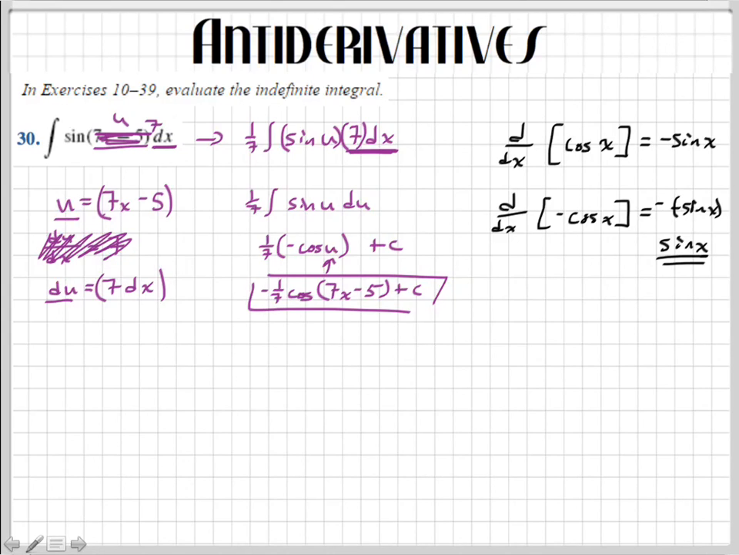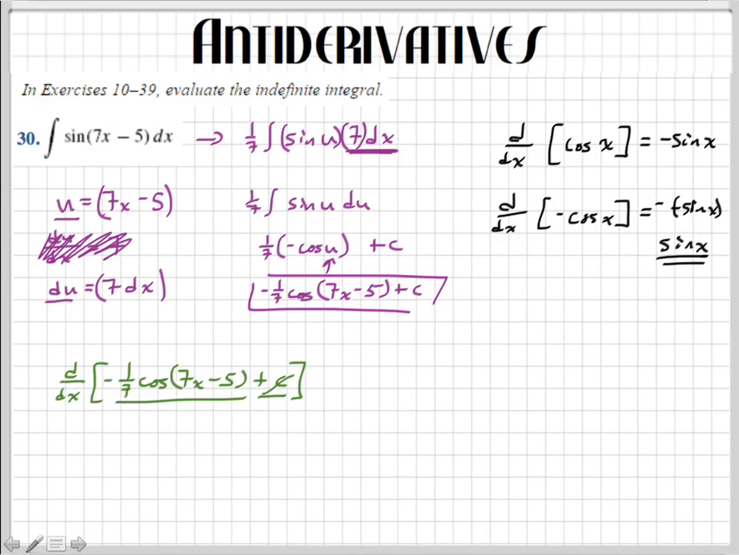Now, I kind of want to test it because I'm kind of skeptical. We did all this junk right here with a u and a du. If we took the derivative of this, would it really take us back to where we began? Let's see. So we have the derivative with respect to x of negative 1/7 times cosine of 7x minus 5, and we have our constant. Alright, so we have the derivative of that.